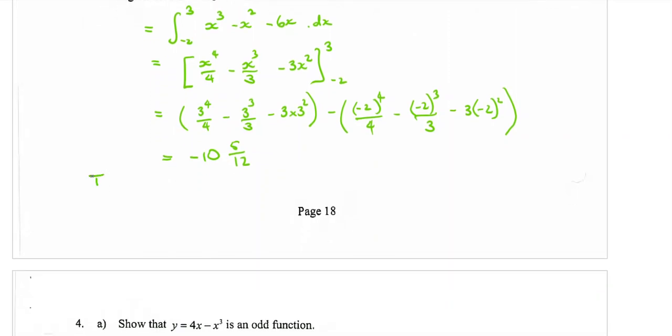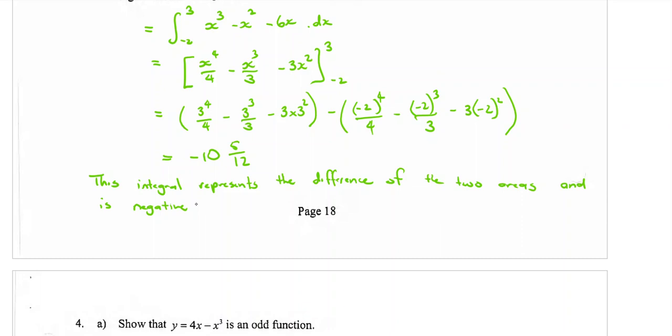All right, it does say explain why. So this integral represents the difference of the two areas and is negative because the area below is larger than the area above.